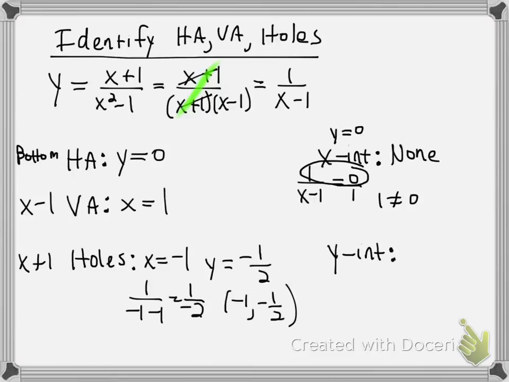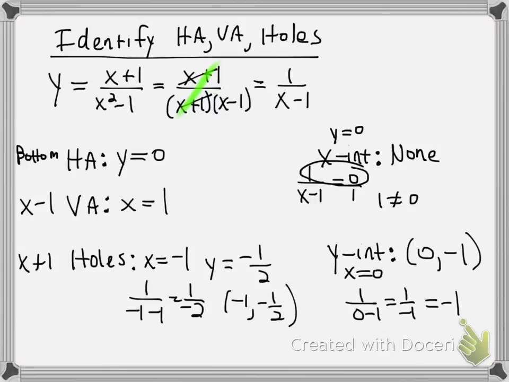There might be a y-intercept. So we're going to have to remember that in order to find a y-intercept, x equals 0. So 1 over 0 minus 1, we get 1 over -1, which is -1. So our x value is 0. Our y value was -1. In this case, we do end up getting a y-intercept.